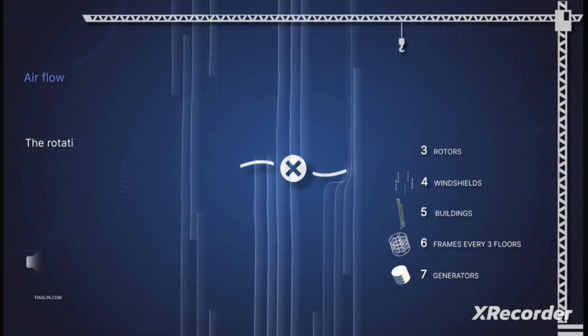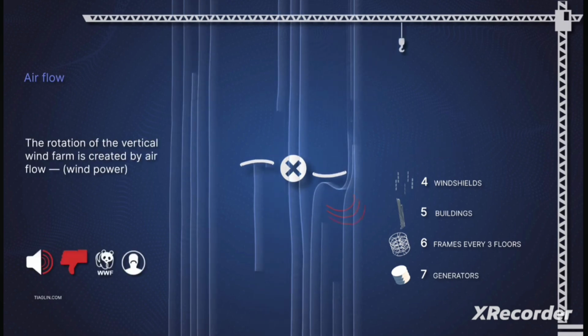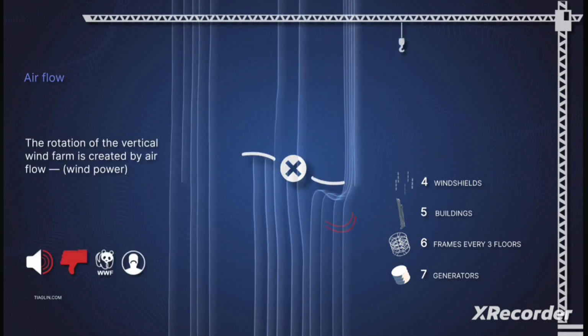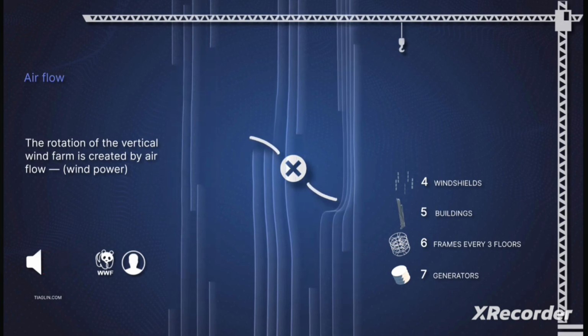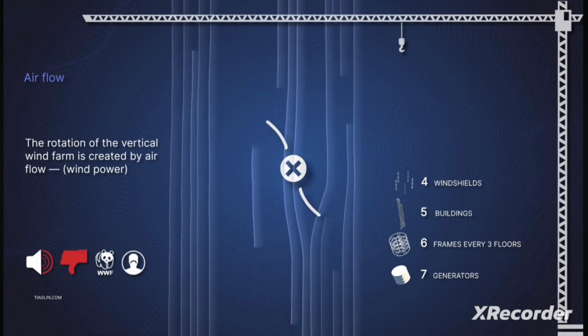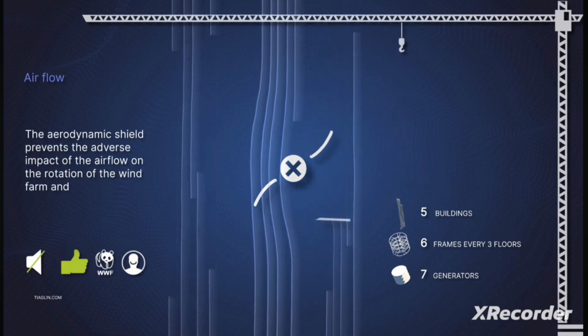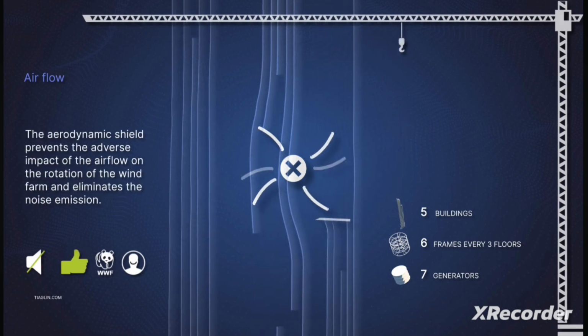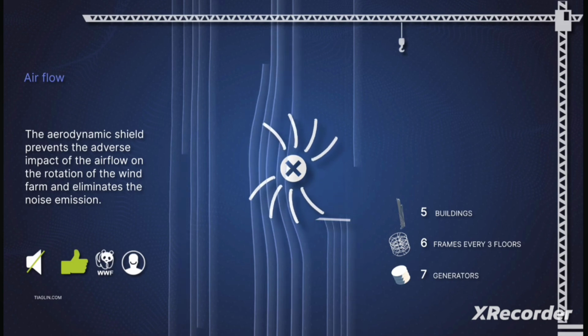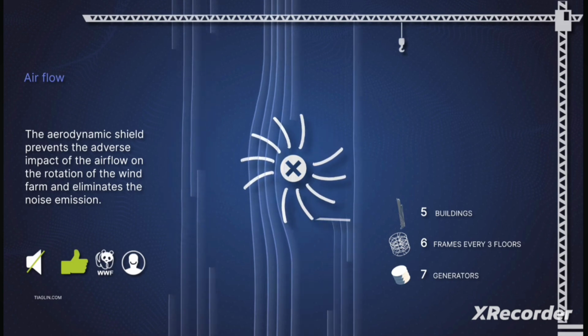The vertical wind farm rotation is created by airflow, for example, wind. The aerodynamic shield prevents the negative impact of the airflow on the rotation of the wind farm and eliminates the noise exposure.